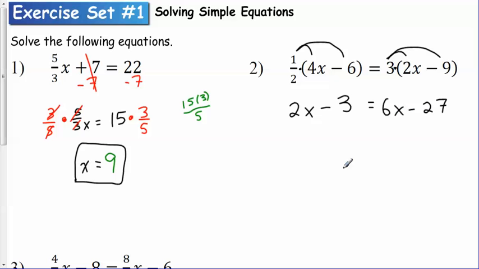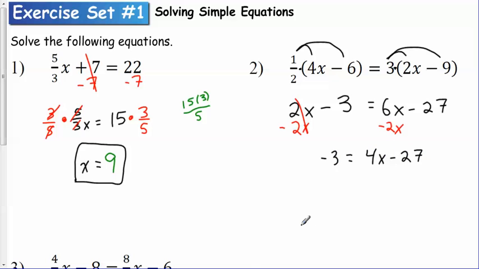If I look, I see I have a variable on the left side. I have 2x. I have 6x on the right side, so I'm going to have to combine the variables on one side of the equation. So I'm going to move the 2x over to the right side. So subtract 2x since it's a positive 2x. And that allows me to say that I have negative 3 equals 4x minus 27.